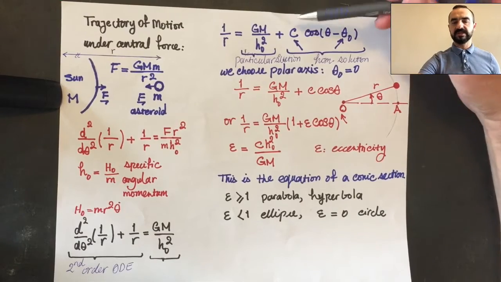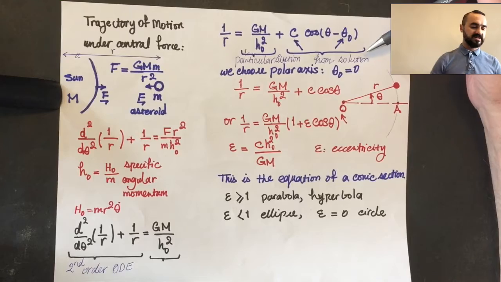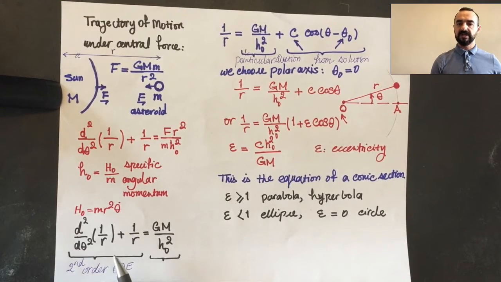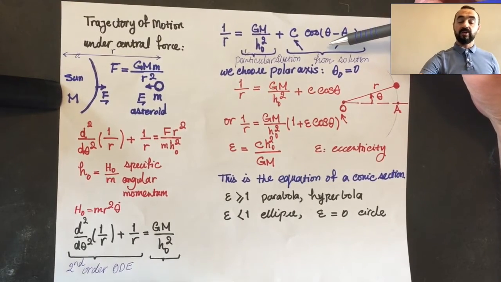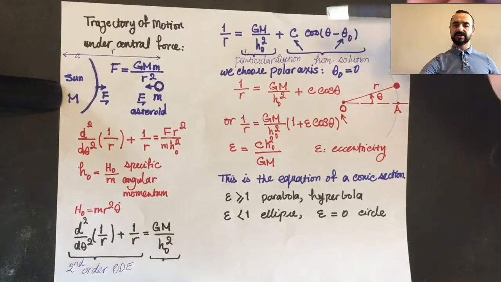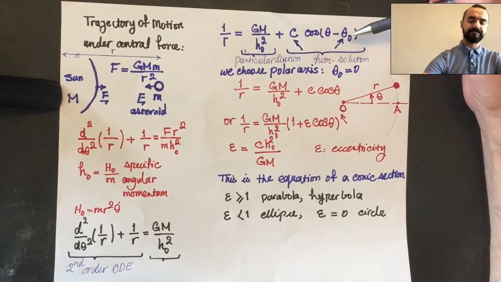So the solution is the sum of a particular solution and a homogeneous solution. It is a pretty standard second order ODE, so you already know that the solution is a cosine function or a sine function, depending on how you describe the solution. So we have C cosine (theta minus theta 0).